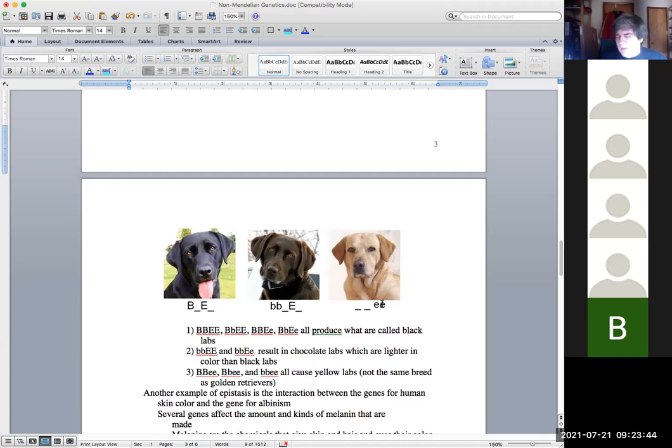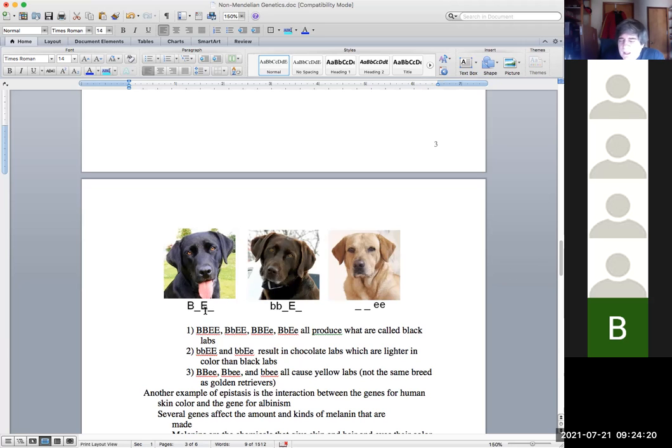And if we have two little e's, this means that the dark color, the melanin, doesn't appear in the hair. If you run your fingers through their hair and look at their skin, they can still have a dark skin, but the hair that covers the skin is lighter. And these are golden labs or yellow labs a lot of times. Notice they're not the same as golden retrievers, even though Labradors are sometimes called Labrador retrievers. This is different than a golden retriever.